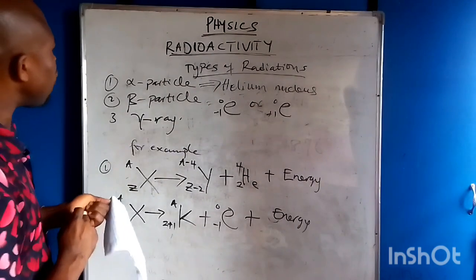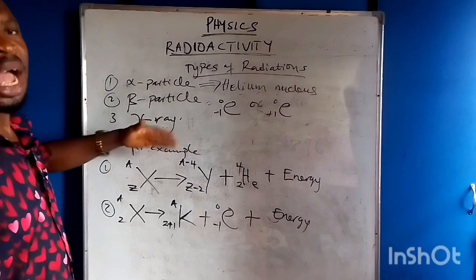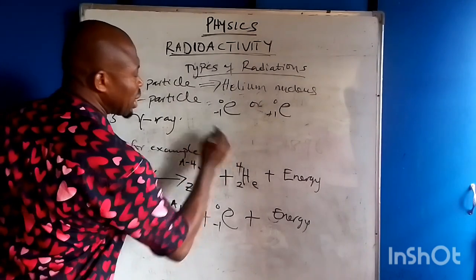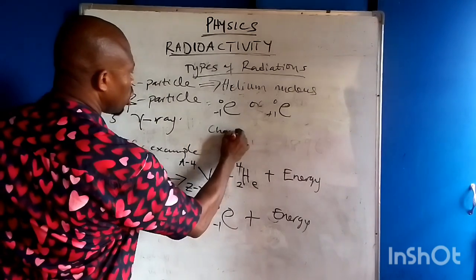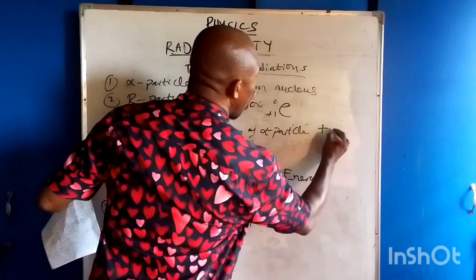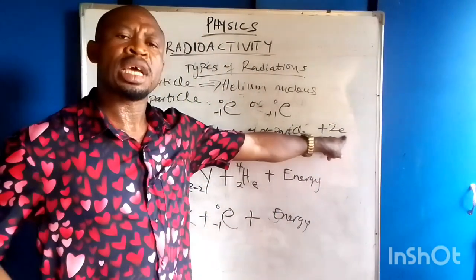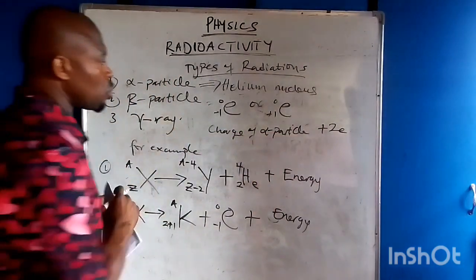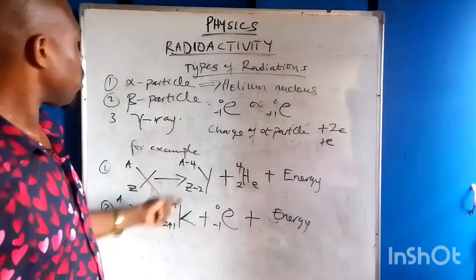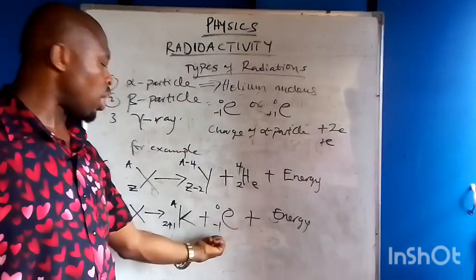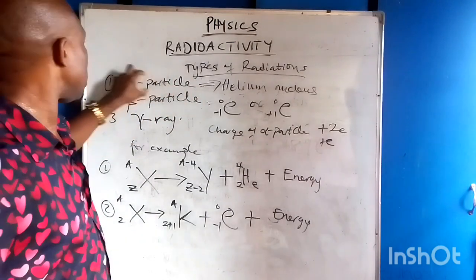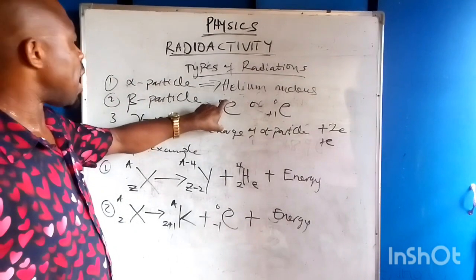Okay. Now, the difference between an alpha particle and a beta particle as products of radioactive decay is that the charge of an alpha particle is plus 2 times the electron charge, while the charge of a beta particle is just 1 electron. That means the charge of an alpha particle is 2 times that of an electron. Take note of that. Another thing to note is that the alpha particle is more massive than the beta particle.